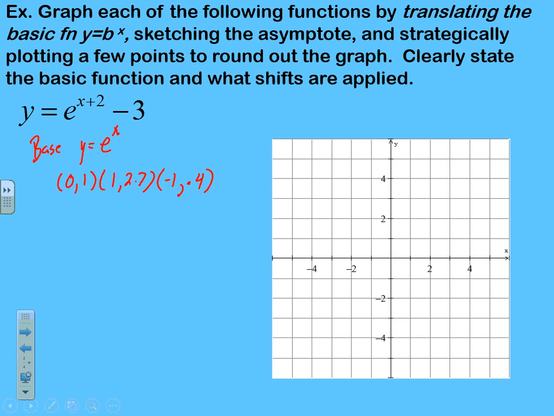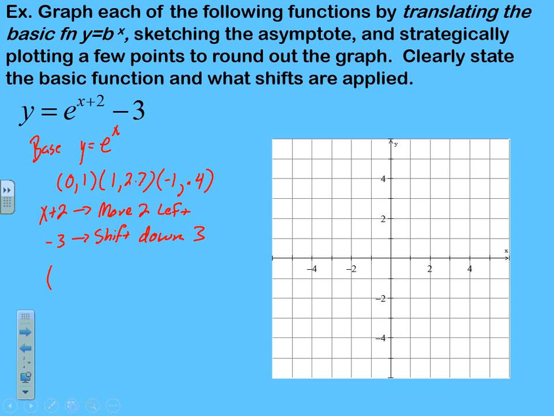Looking at the transformations here, we have e to the x plus 2 power. Well, that plus 2 is indicating a horizontal translation. Where it says x plus 2, that says move to the left 2 spaces. And the minus 3 says to shift down 3 spaces. So the side-to-side stuff, again, is going to affect the x numbers of our function.